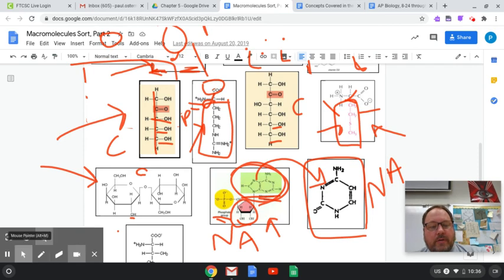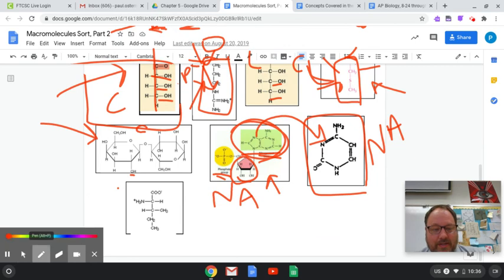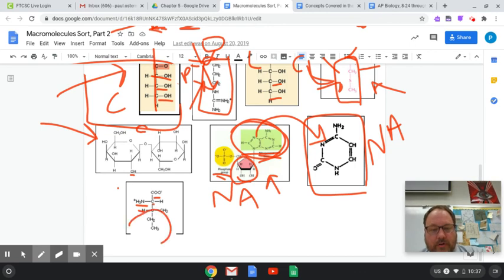And what do we got left here? We're just looking at an amino acid again. Again, amino group, carboxyl group, alpha carbon, R group.